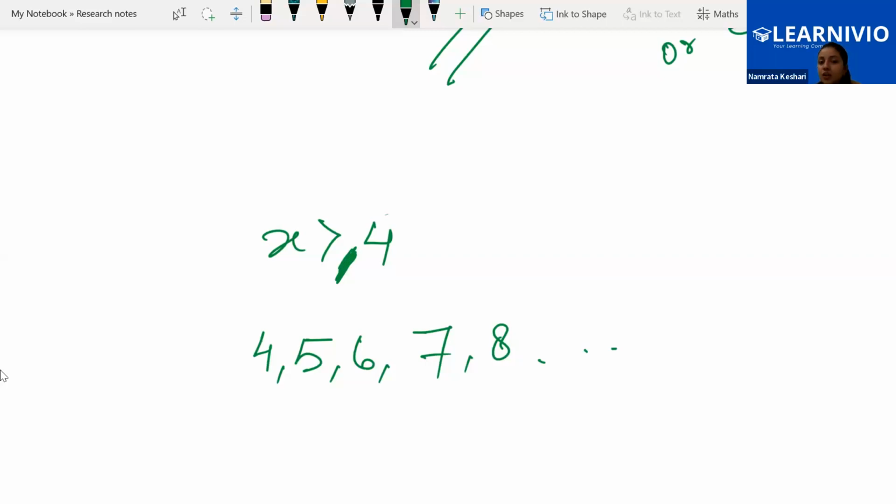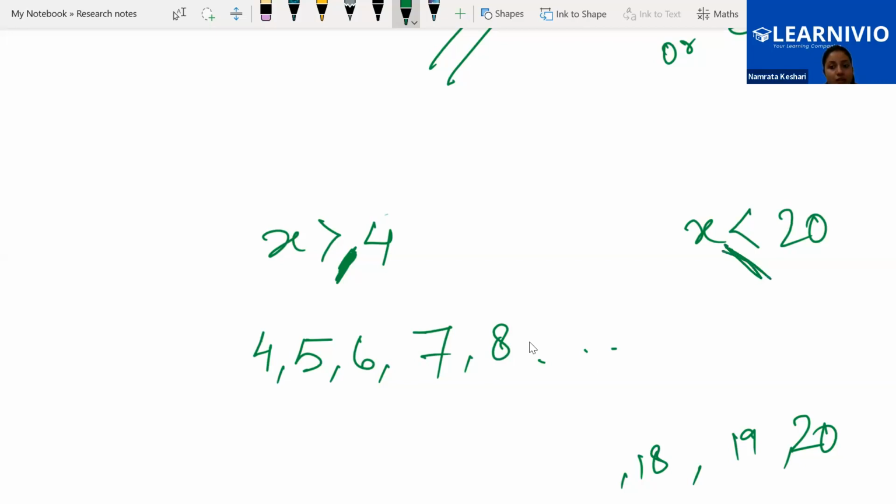Are you understanding the meaning of this sign? Yes, ma'am. Similarly, if I am writing that x is smaller than or equals to 20, it's smaller than 20, whatever number is there, we will list down, and 20 also we will write. Now the instruction has to be clear. Are we talking about all the integers only, or rational, irrational, real numbers? So all the numbers which are less than 20, we will be writing. But since the equality sign is also there, 20 also we have to take over here.